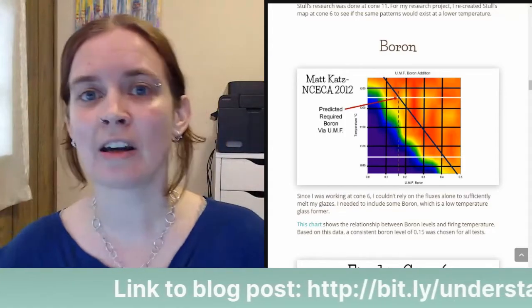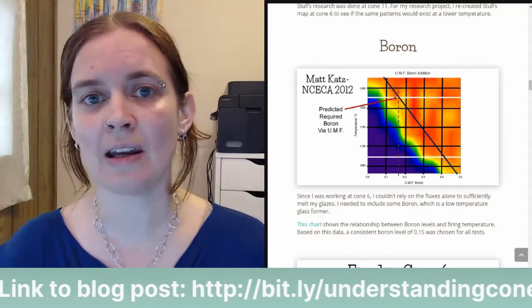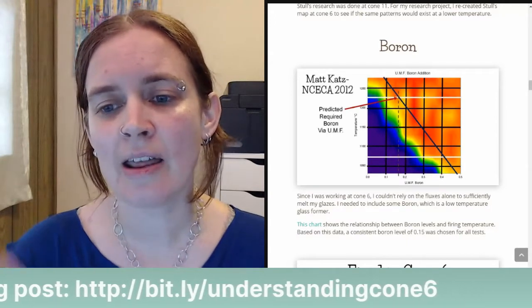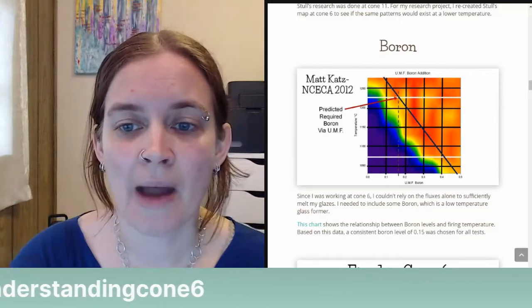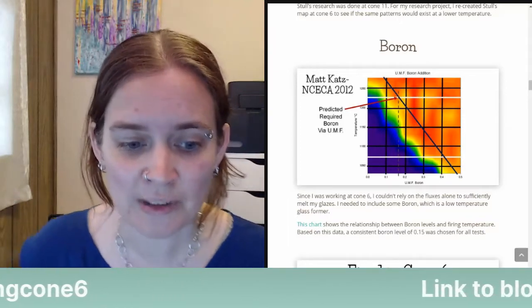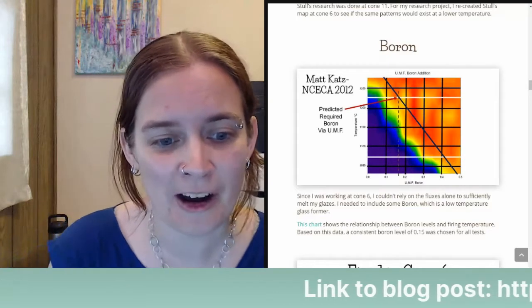There's no saying whether it's going to be identical with the added boron, but it's not that much boron, so there's a good chance that you could have a suitable glaze at cone 6 just by adding a little bit of boron.